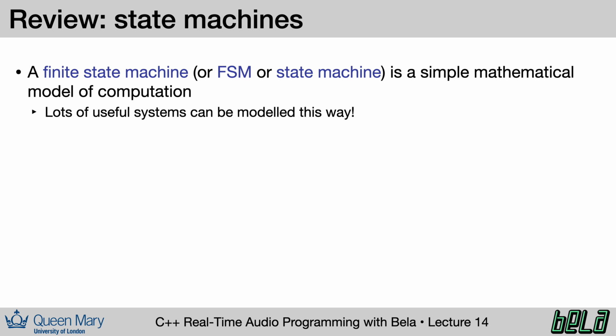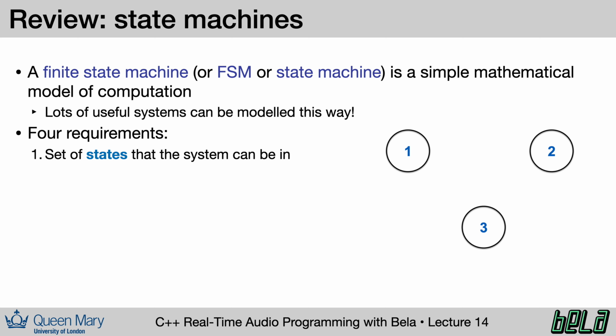Let's start with a review of where we left off. The finite state machine is a simple mathematical model of computation which is really useful for a wide variety of interactive systems. There are essentially four requirements to implementing a state machine.